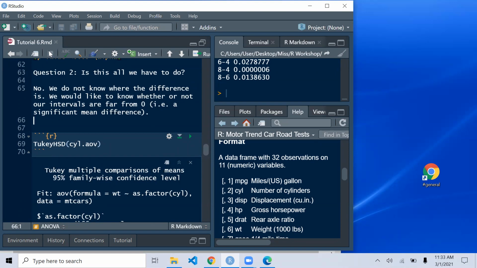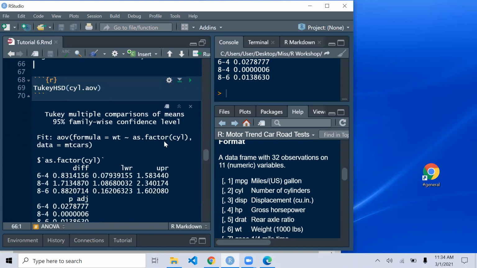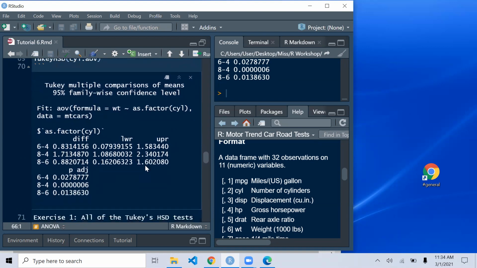Cool. Any questions about this so far? Okay. So you can see here that what we have is a bunch of these comparisons. The first interval is between 6 and 4. Then the next one is between 8 and 4. Then we have 8 and 6. So what you actually get is the actual difference you observed in your data between the means.